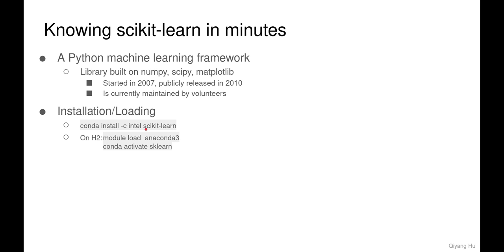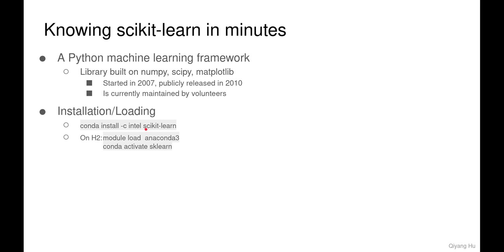And for UCLA users on the Hoffman2 high-performance cluster, you can simply use module load anaconda3. We actually have a conda environment named scikit-learn. So after you load the module for Anaconda 3, you can conda activate that scikit-learn, and then you can start using that in your interactive session or in your batch job.